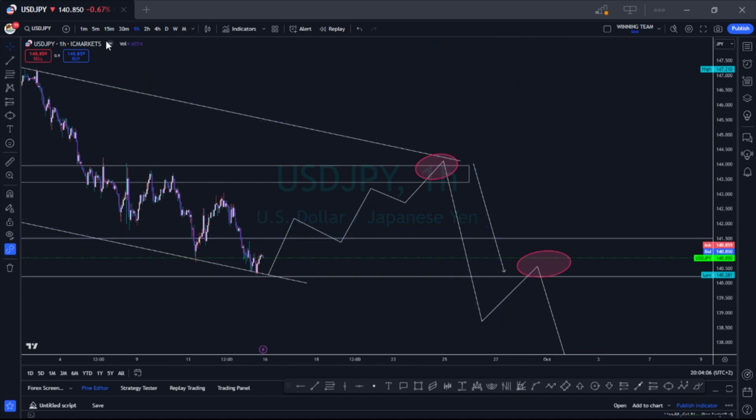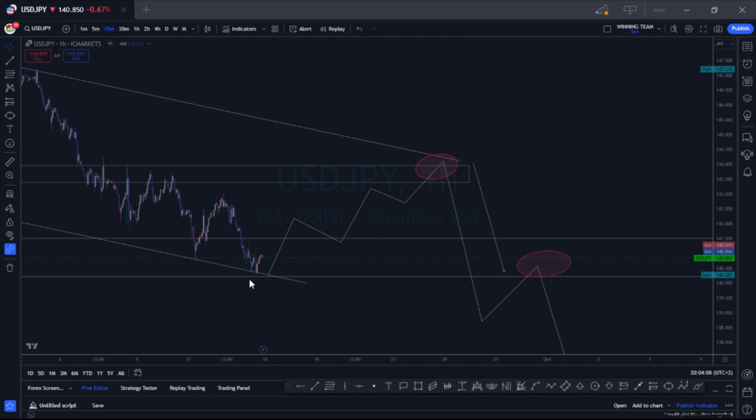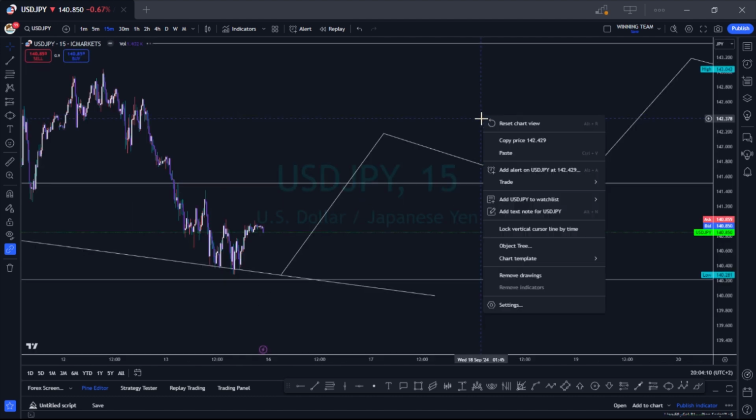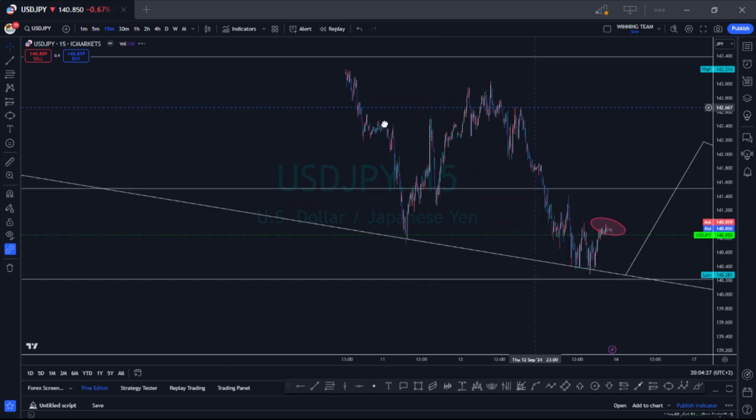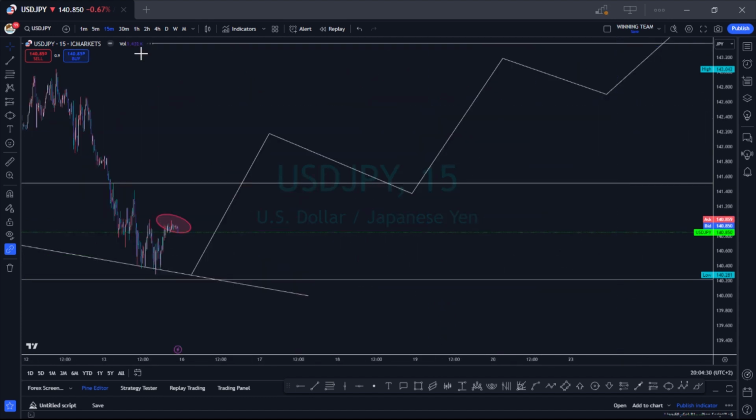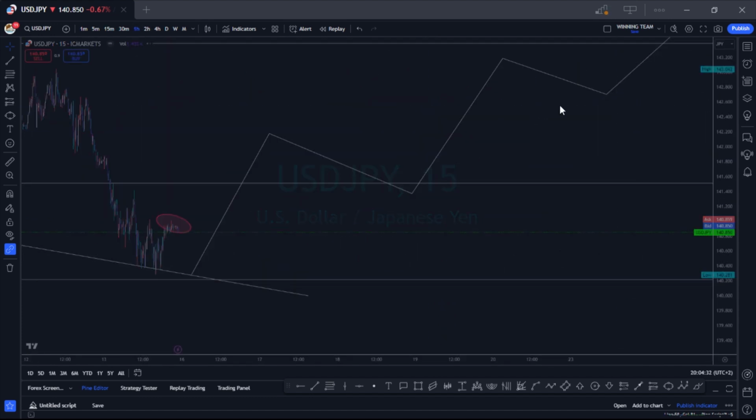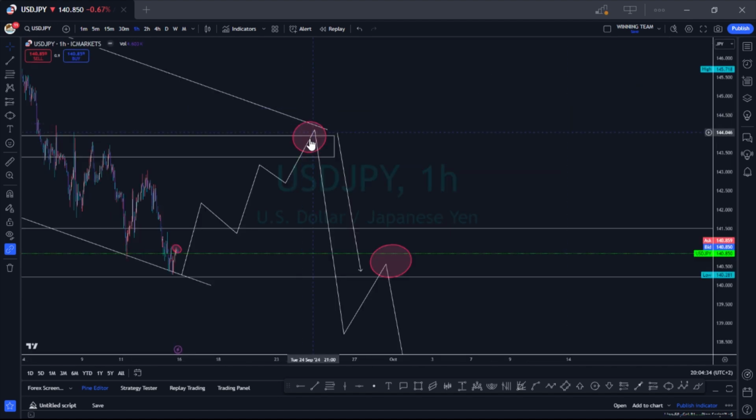I highly believe that if we manage to go above this area here, then there's a high possibility that we're going to be pushing up to test that area that I was showing you up here. We might come to test that area up there on the 1 hour. We might come and test this level here before we start going down again. So be aware of that, guys. Don't trade USDJPY blindly.